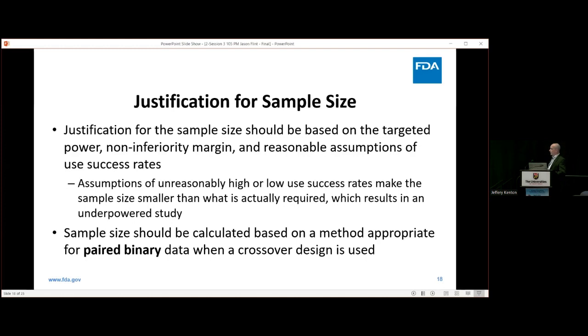And then the sample size itself should be calculated based on a method appropriate for paired binary data when a crossover study design is used. Okay, so binary data is use error versus use success.